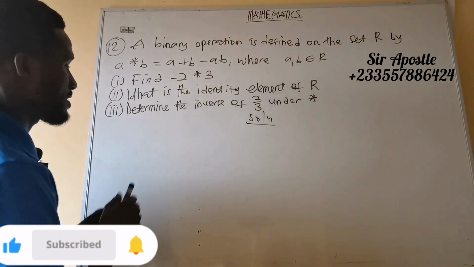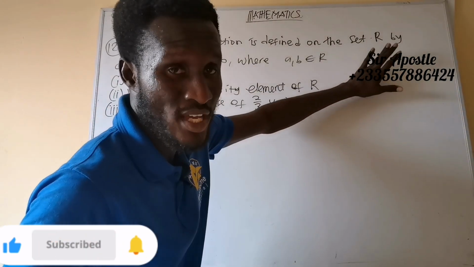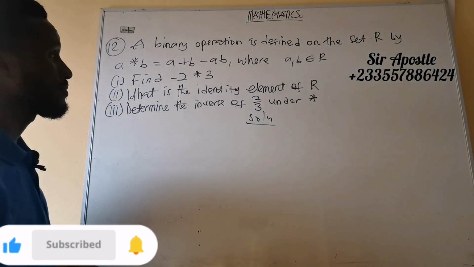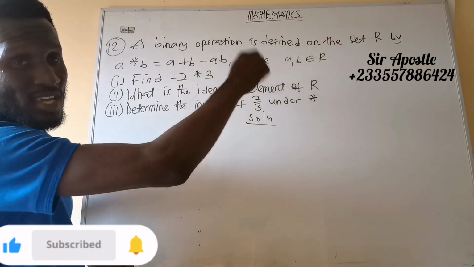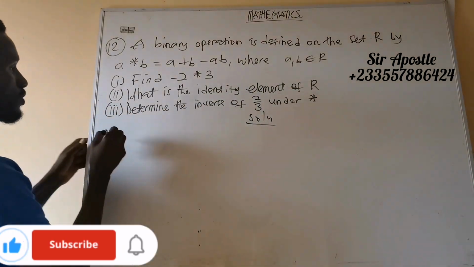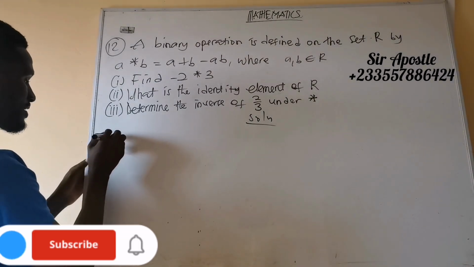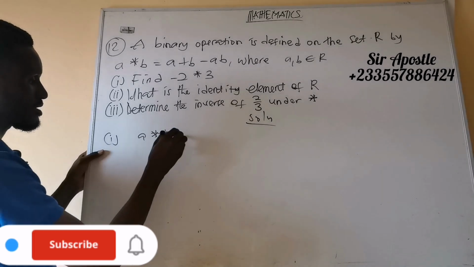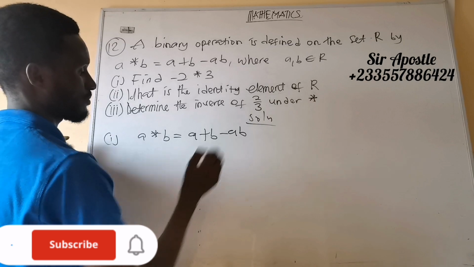Now the first one is, we have a binary operation defined on a set R, where R is the real numbers, by A operation B is equal to A plus B minus AB, where A and B belong to R. Now the first one says we should look for minus 2 operation 3. So that is I. The operation is A operation B is equal to A plus B minus AB.